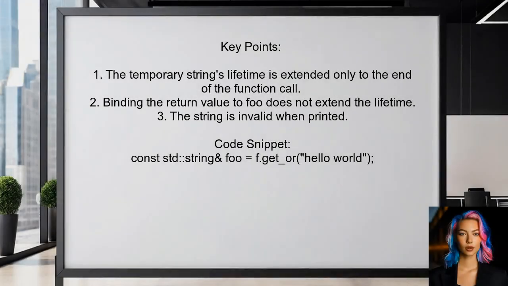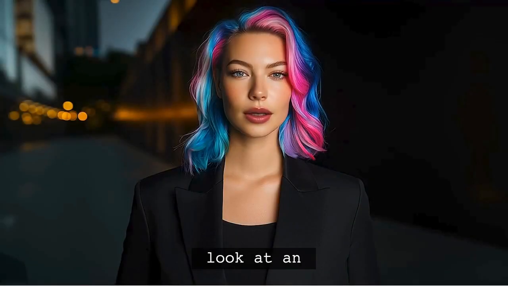The user points out that the string passed as the default parameter in the getOr function does extend its lifetime, but only until the end of the function call. However, when you bind that return value to foo, it does not prolong the lifetime any further. As a result, the string is no longer valid by the time you try to print it. Let's take a look at an answer from another user.